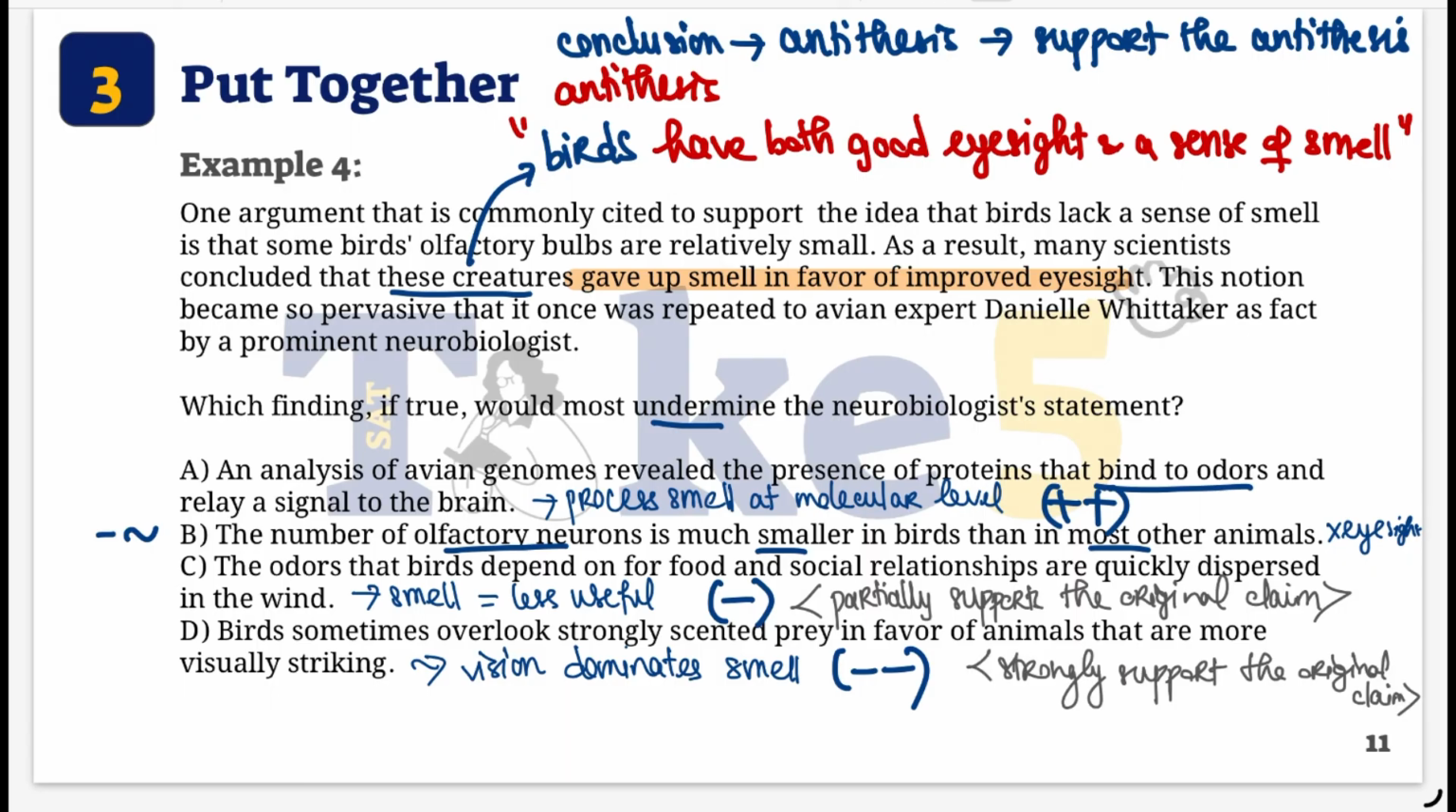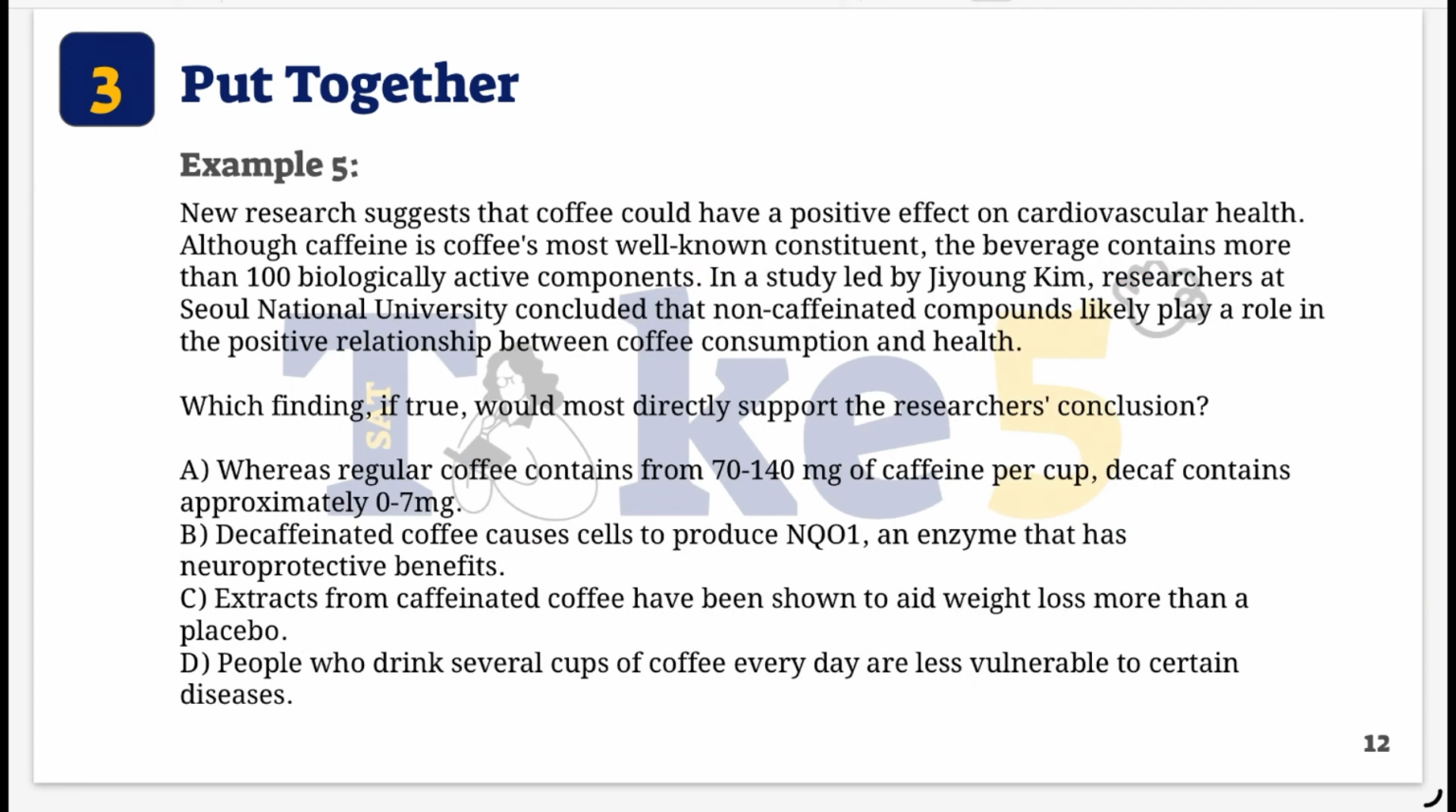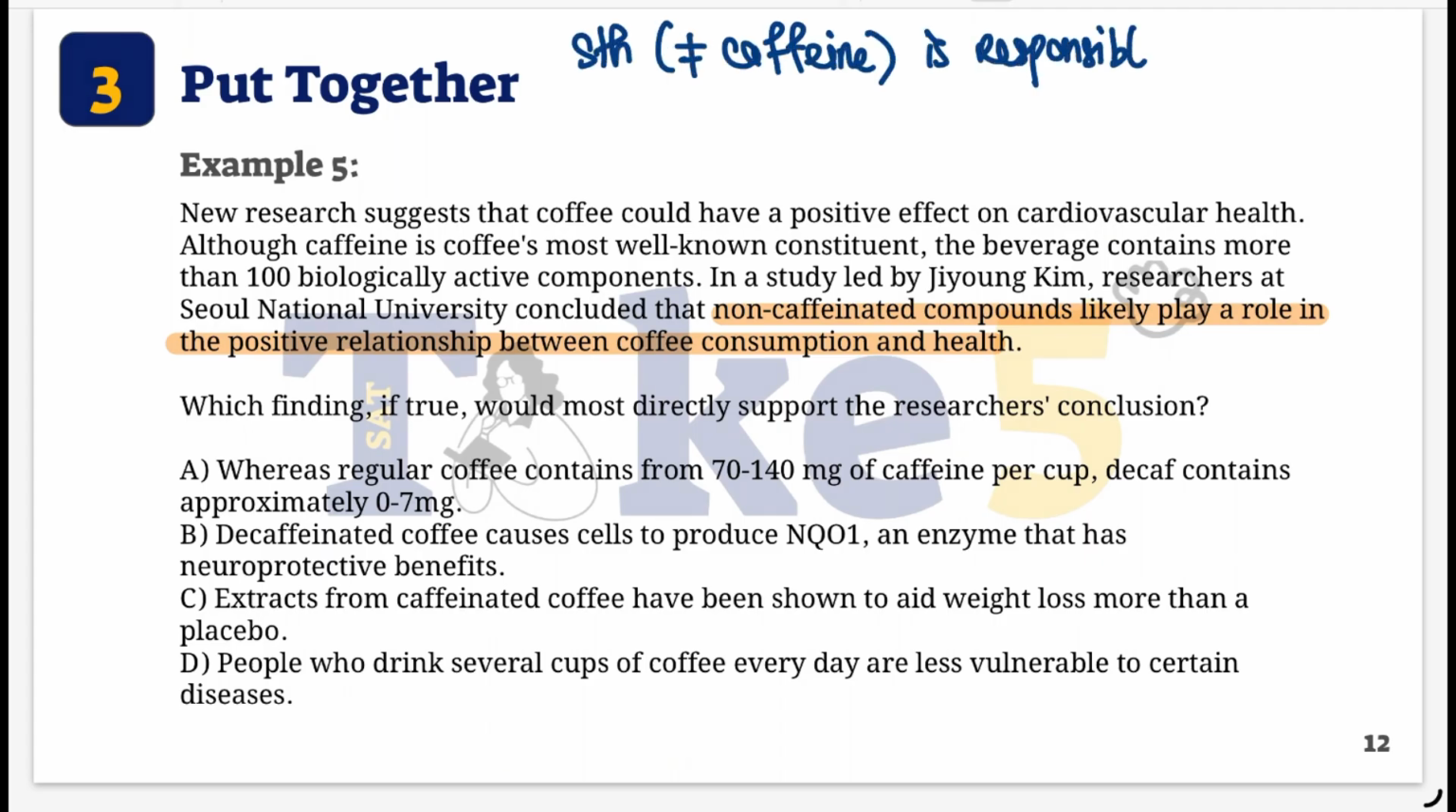It is much easier to know both directions of a claim before classifying answers, especially ones with nuances like this example. What is the researcher's conclusion? That non-caffeinated compounds likely play a role in the positive relationship between coffee consumption and health. The correct answer must therefore be consistent with the idea that something other than caffeine is responsible for coffee's health benefits.